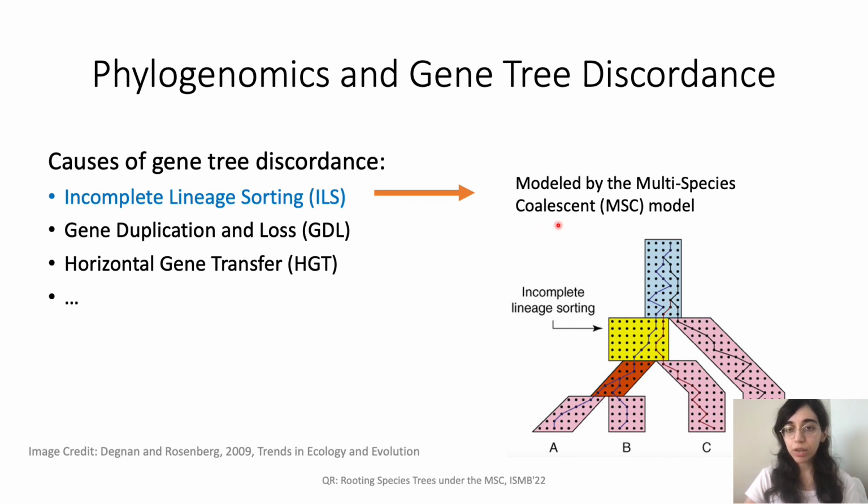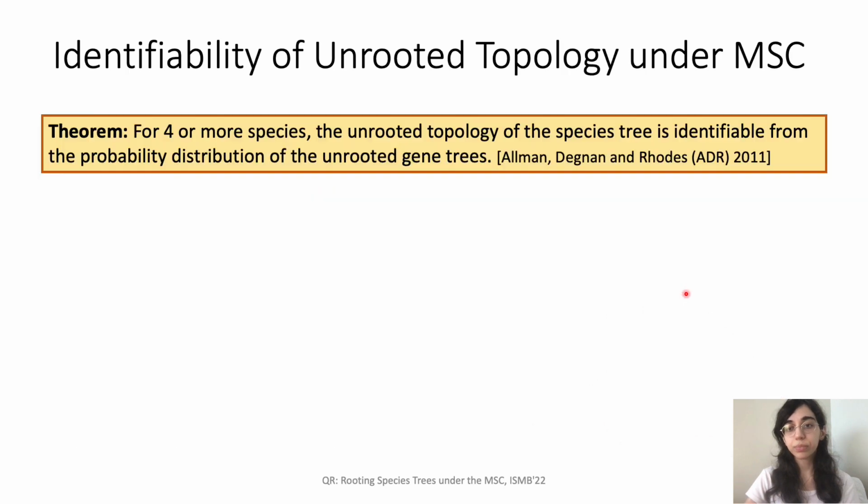MSC models a random process that describes the way alleles coalesce in populations, and when two lineages fail to coalesce to their common ancestor, it results in incomplete lineage sorting that creates the opportunity for gene tree discordance. It's a well-known result that under the MSC, for 4 or more species, the unrooted topology of the species tree is identifiable from the probability distribution that it defines on the unrooted gene trees. This theorem is proved in a paper by Allman, Degnan, and Rhodes, and henceforth I'll call them ADR.